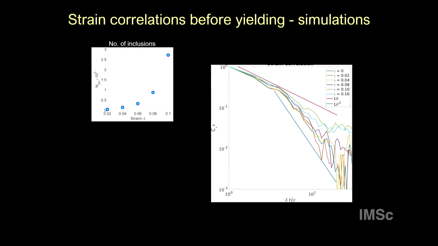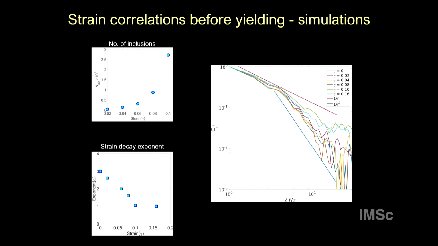If you look at the strain correlations, this is noisy, and we are trying to get more ensembles to smoothen this data, but the trend is very clear. At very small strains, these correlations decay as 1 over r cubed, and then as you go to larger and larger strains, it decays as 1 over r. If I fit an exponent to the tails, this is how it varies: it changes continuously from 3 to 1 in the steady state.